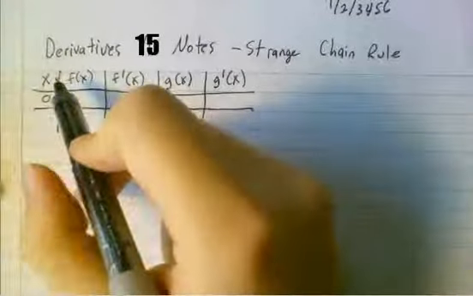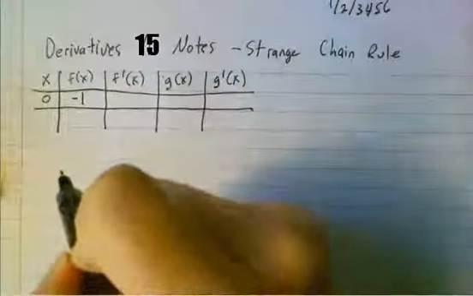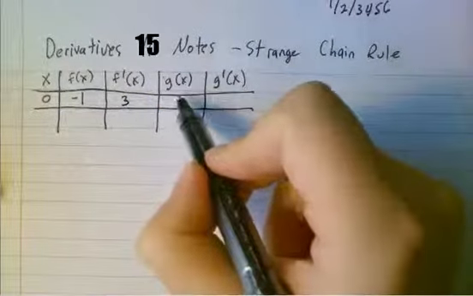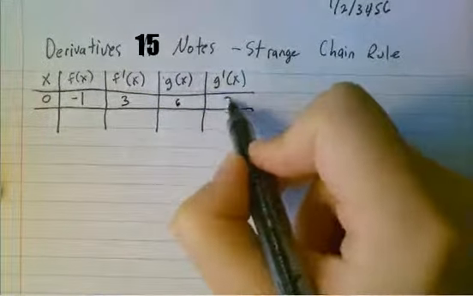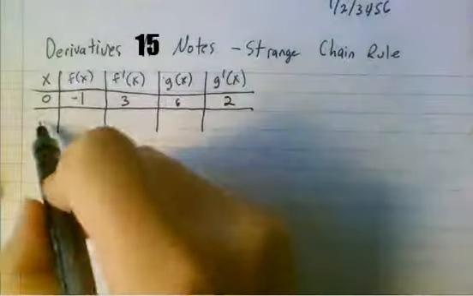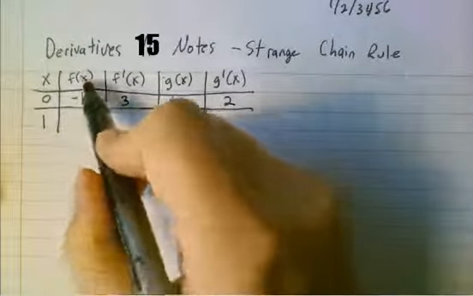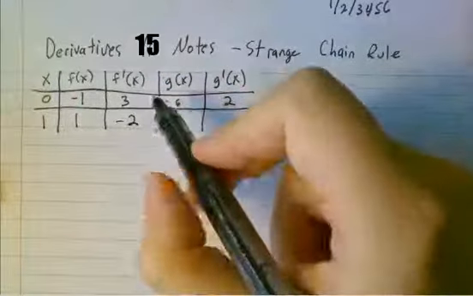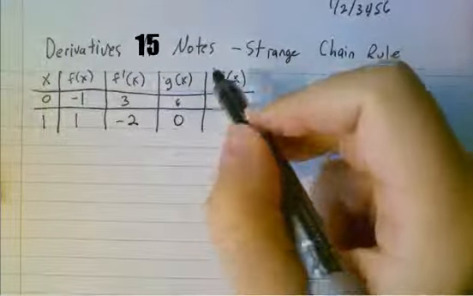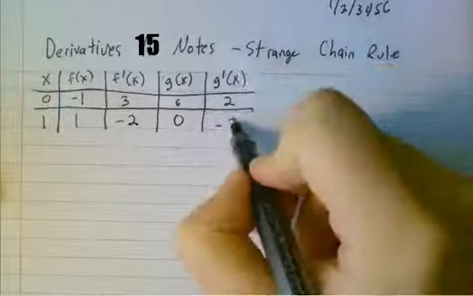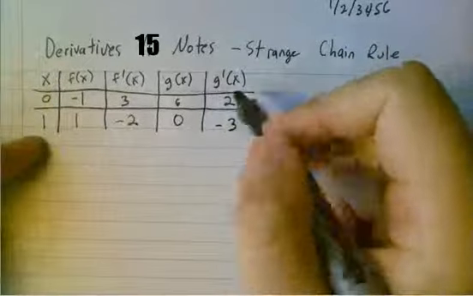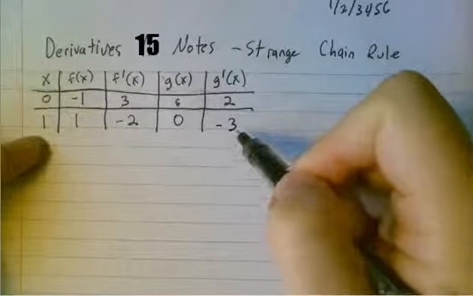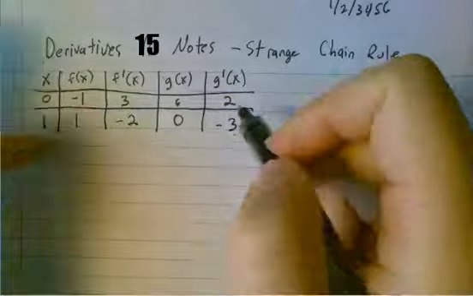When x is 0, f of 0 is -1, f prime of 0 is 3, g of 0 is 6, and g prime of 0 is 2. We just know those. When x is 1, f of 1 is 1, f prime of 1 is -2, g of 1 is 0, and g prime of 1 is -3. So when x equals 1, the derivative of g, the slope of the tangent line, is equal to -3. We're just told those.